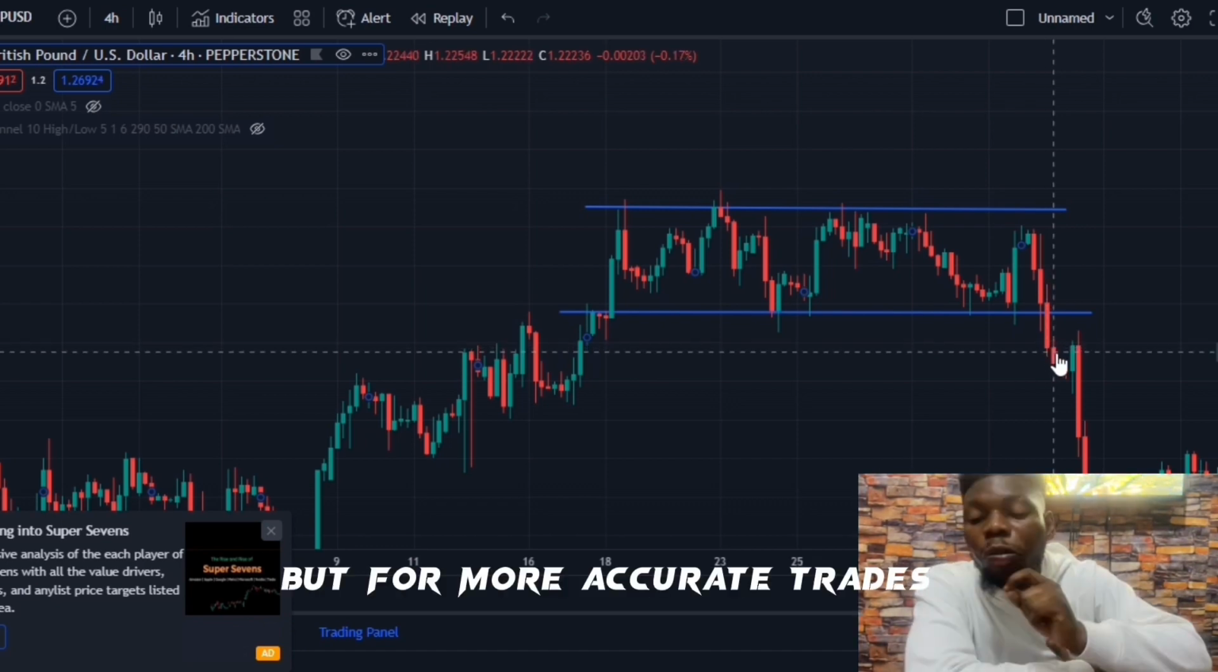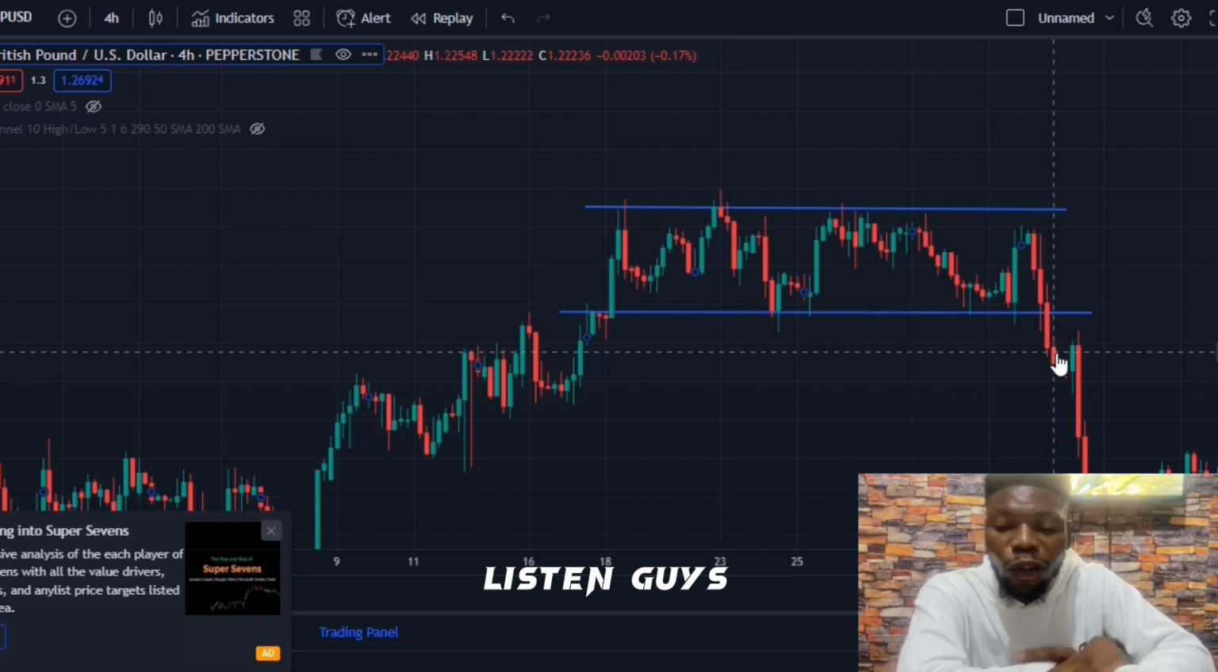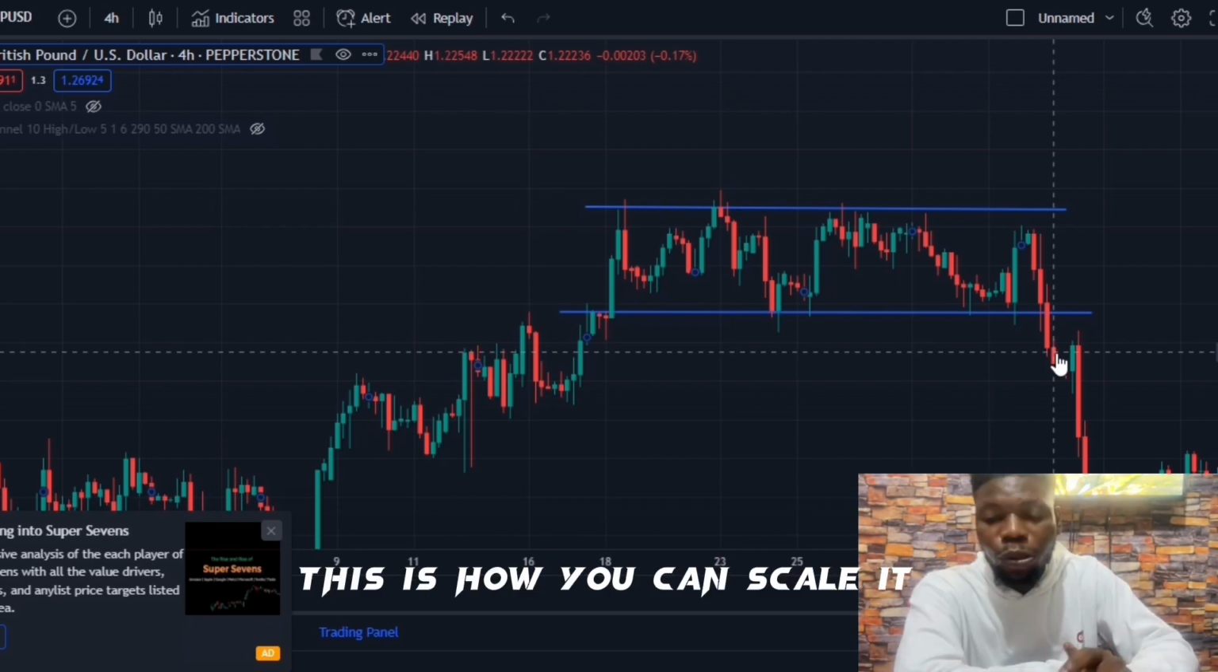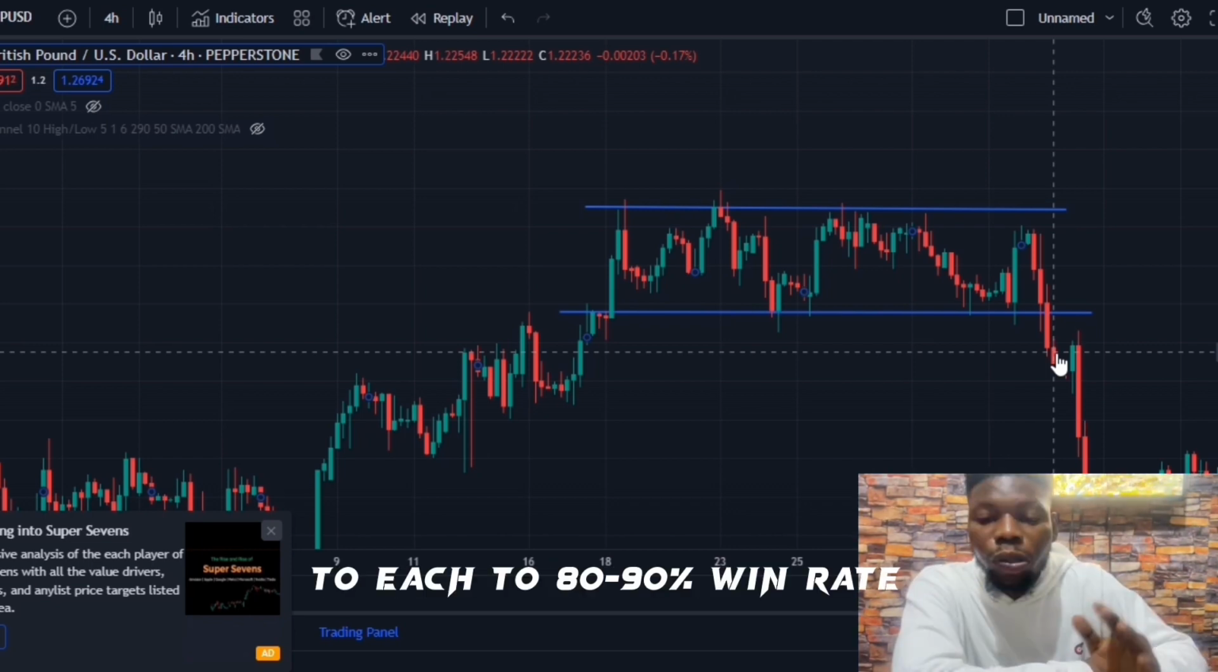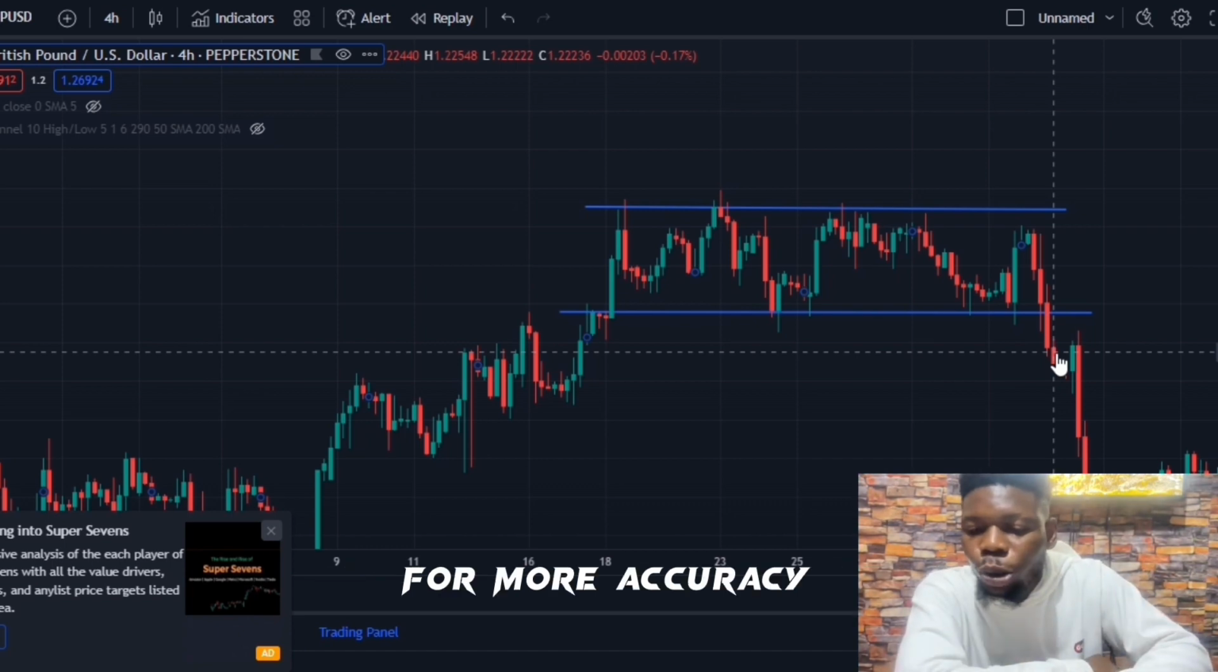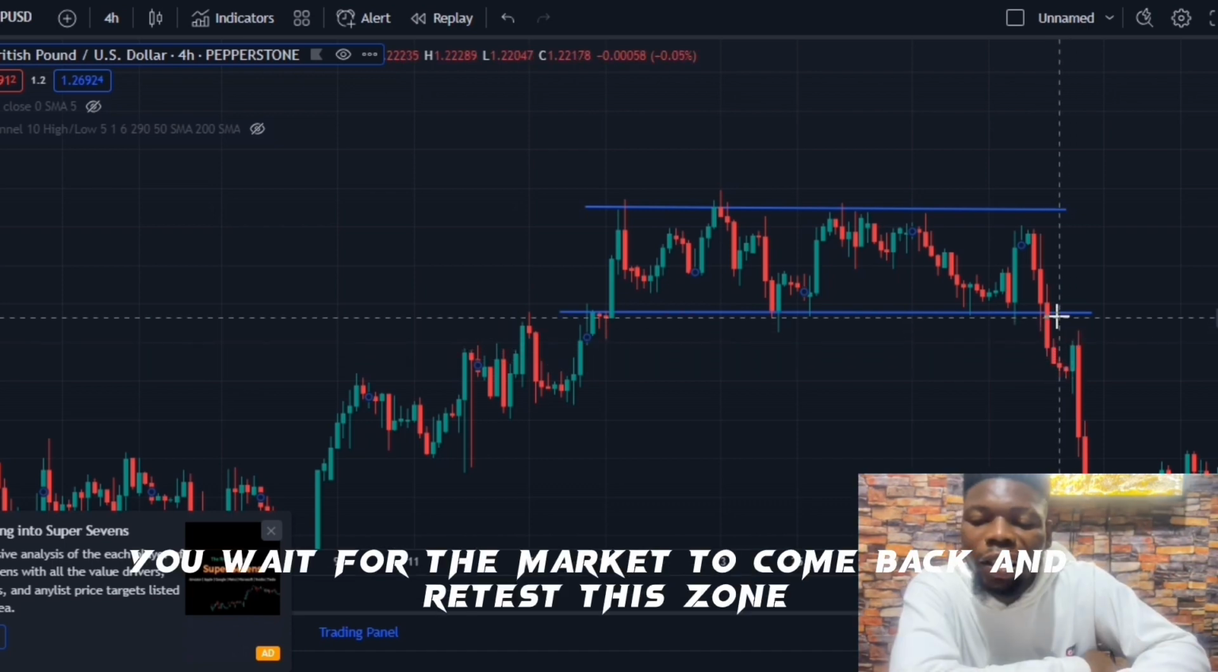But for more accurate trades, listen guys, this is how you can scale it to an 80 to 90% win rate. For more accuracy, you wait for the market to come back and retest the zone.